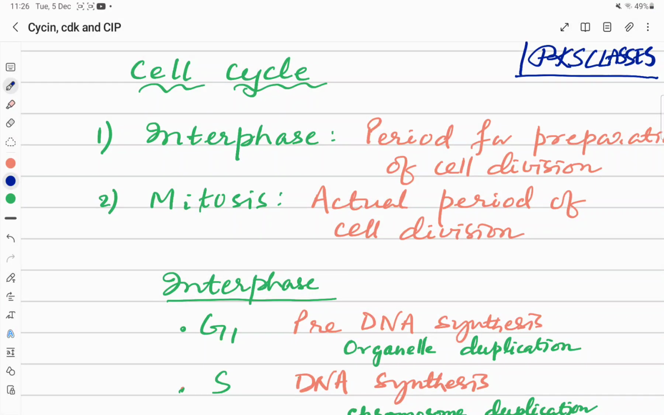Namaskar. Today we are going to study about the positive regulators and negative regulators of the cell cycle. Cyclin dependent kinase, the positive regulators, and P53, retinoblastoma, and the Cdk inhibitory proteins, the negative regulators.